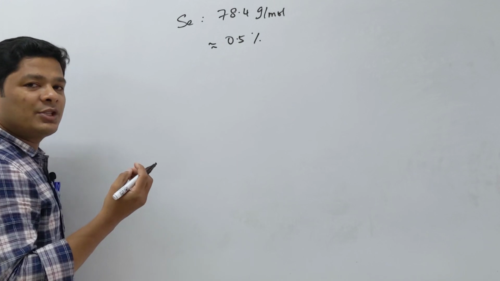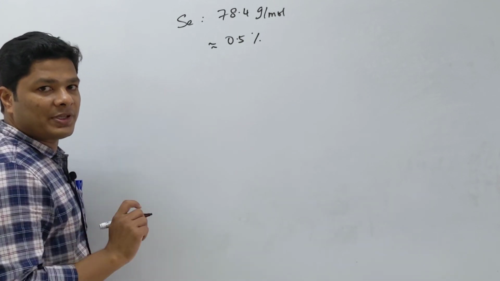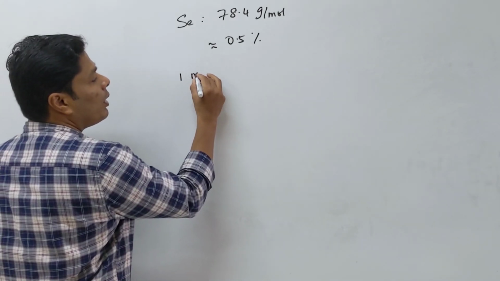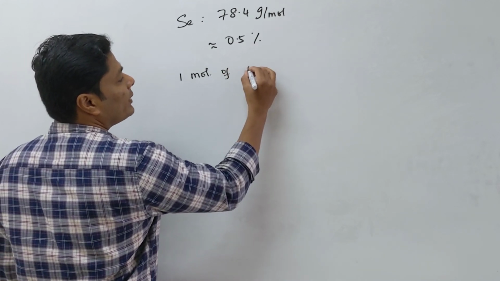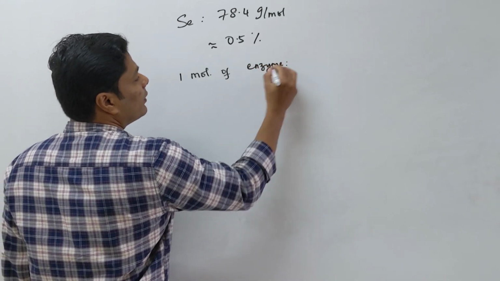Now in all percentage problems, the first step is always knowing that it is out of 100%. Okay, and in the sample, let's take 1 mole of the enzyme. Okay, we can do this.